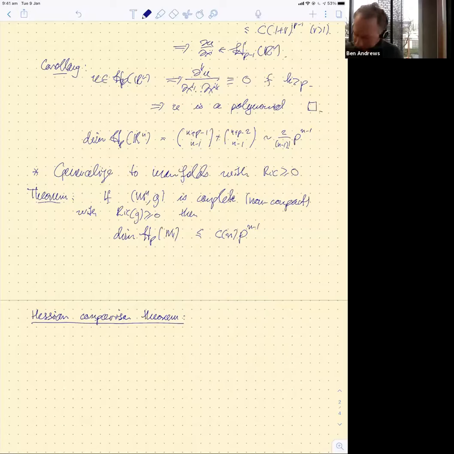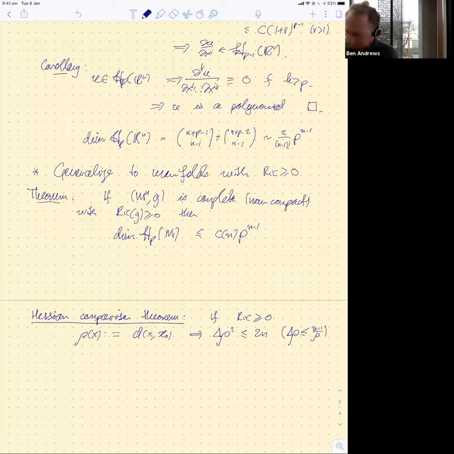Okay, so this says that on a manifold with Ricci curvature non-negative, if I define a function, let's say rho, to be the distance from some chosen point x0, then maybe the simplest way to say it is the Laplacian of distance squared is bounded by 2n, or more or less equivalently, Laplacian rho is bounded by n minus 1 over rho.